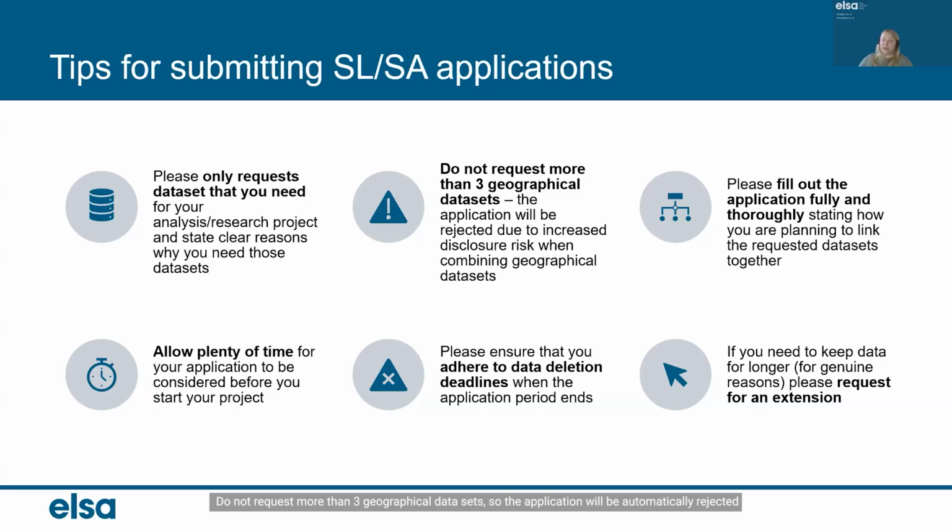Do not request more than 3 geographical data sets. So the application will be automatically rejected because of the increased disclosure risk when combining these data sets. Make sure you fill out your application fully and thoroughly, stating how you are planning to link the requested data sets if you're requesting multiple data sets.